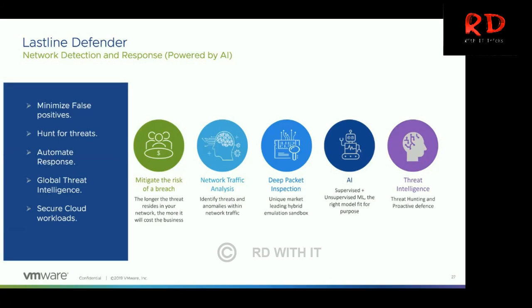So I won't spend much time on this, but if you have time, you can look up Lastline. It's now part of VMware, and it addresses all of those concerns. It's the absolute gold standard in network detection and response today. It leverages AI. We can even do things like SSL decryption and inspection as part of this, and this will apply to all of your workloads, whether they be containers or VMs as well.